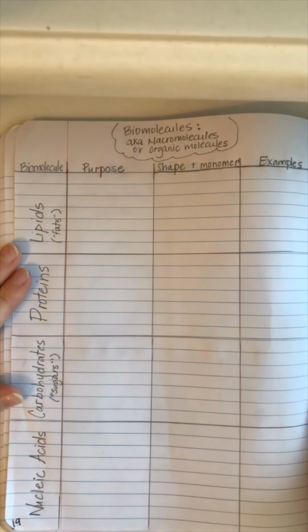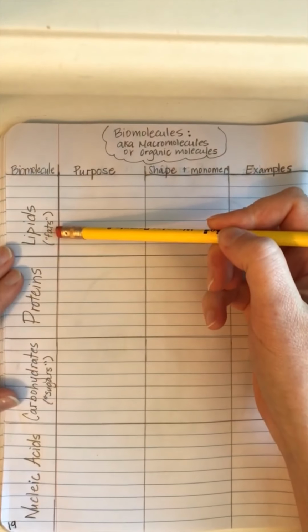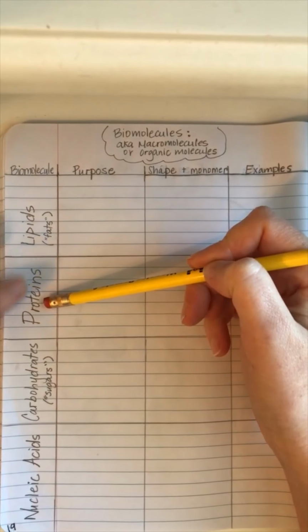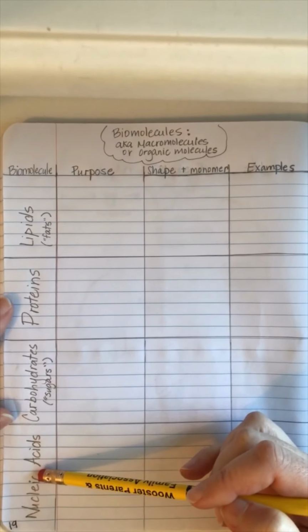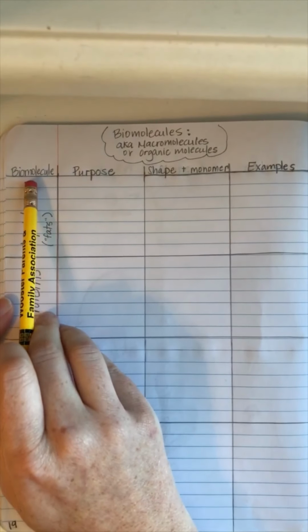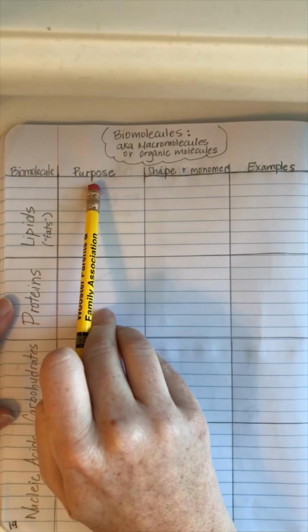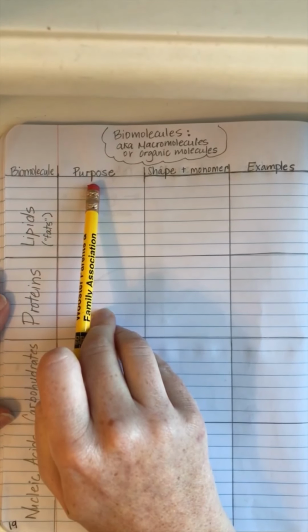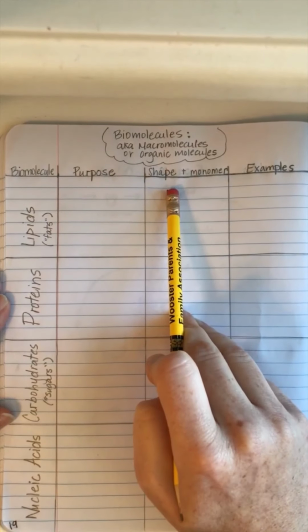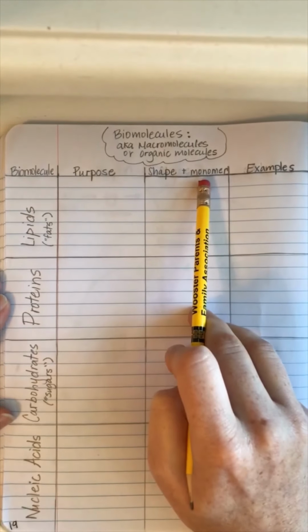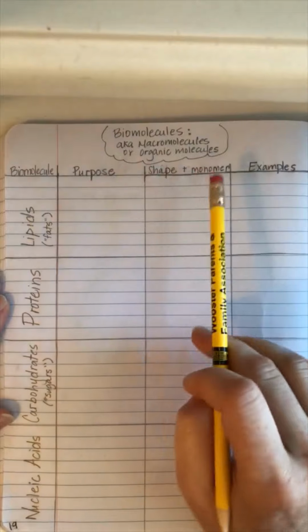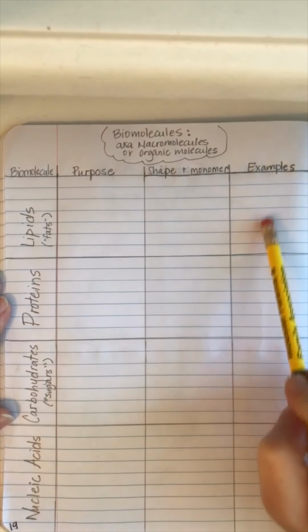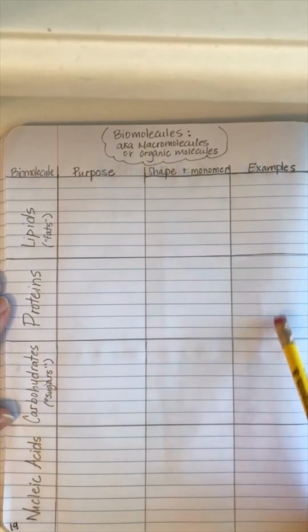The 4 biomolecules we're going to be discussing today are lipids, also known as fats, proteins, carbohydrates, also known as sugars, and nucleic acids. In addition to going over the biological molecule itself, we're going to talk about the purpose of it. Why does it exist in our body? What does it do? What is the shape of the molecule, and what is its monomer? Monomer is like a building block. Like, what makes the biomolecule? What are the smaller components? And then what are some examples of where these biomolecules can be found in our life?